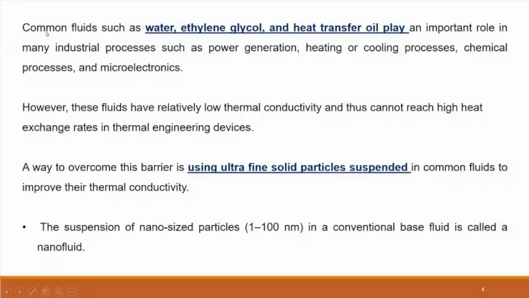Now you can see the fluids which are commonly used as base fluids. Common base fluids are water, ethylene glycol, and heat transfer oil. They play an important role in many industrial processes such as power generation, heating or cooling processes, chemical processes, and microelectronics.